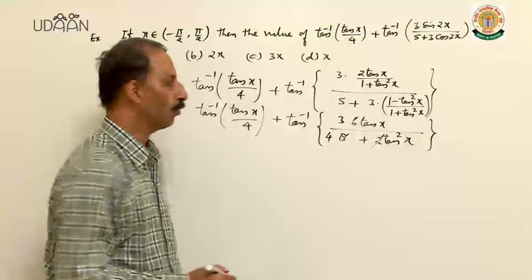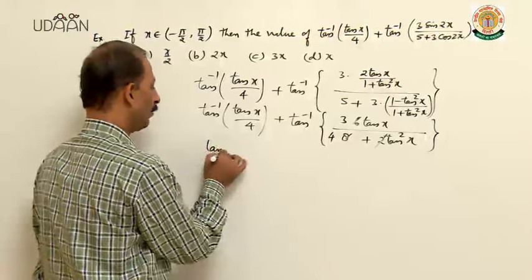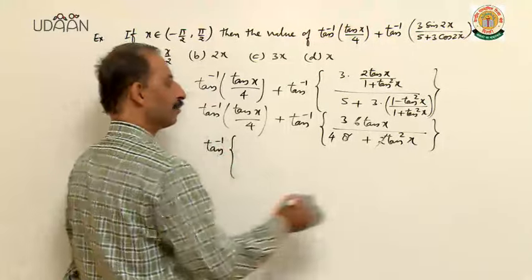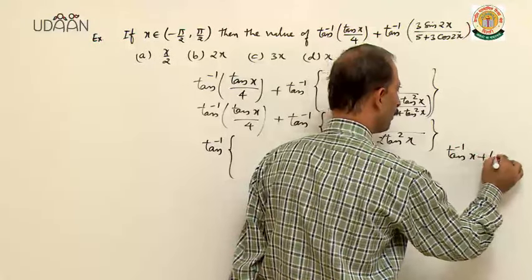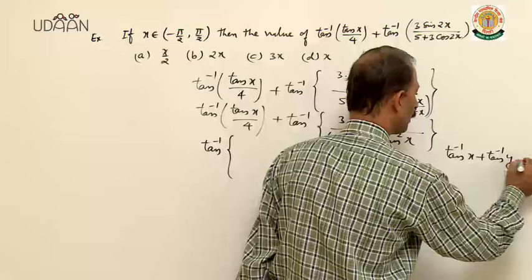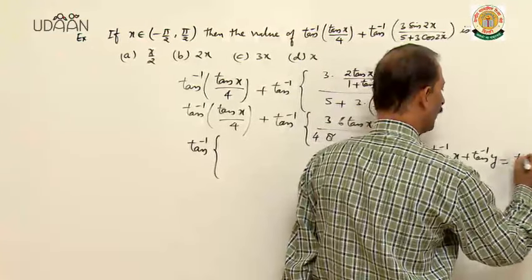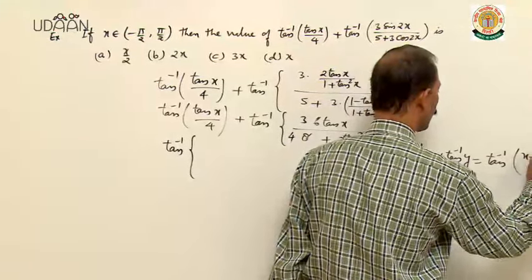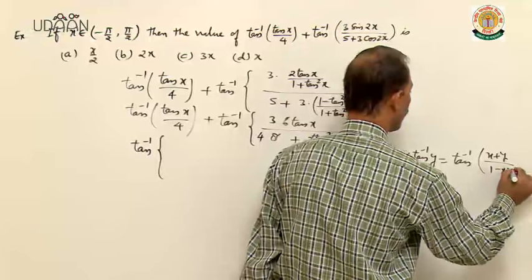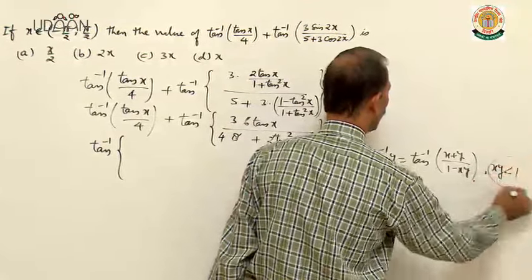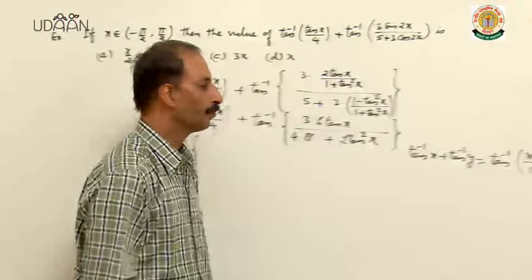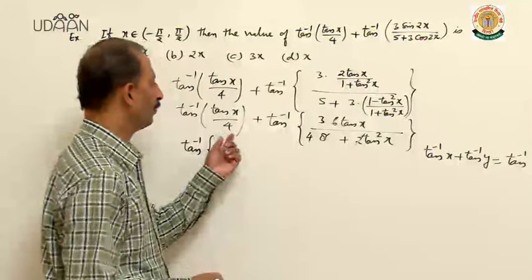This identity you know. Tan inverse of x plus tan inverse of y. How much is this value? Tan inverse of x plus y upon 1 minus xy. Condition is here, x into y should be less than 1. This condition is important. So first of all, check the condition.